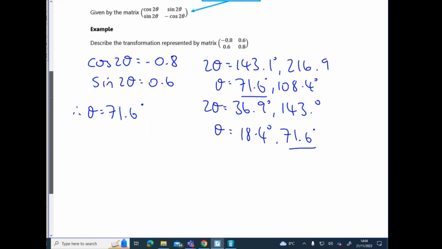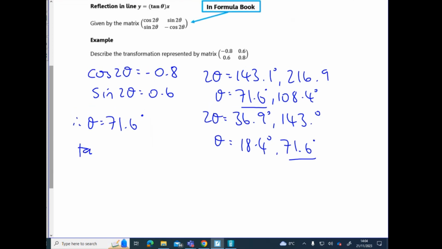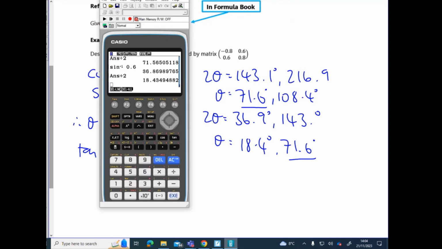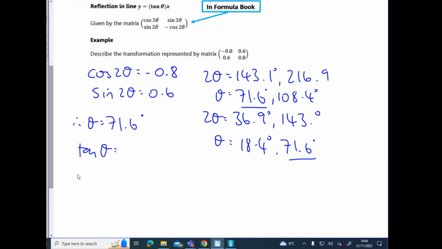We'll use this then to work out the gradient of the straight line. So I'm going to delete lines so I get the exact value here. And then if I do tan of that value, it gives me nicely 3. So this is a reflection in the line y equals 3x. And there will always be reflections in lines that go through the origin, because remember the origin has to stay invariant for it to be a linear transformation. So the origin cannot move, which only happens for reflections in lines through the origin.